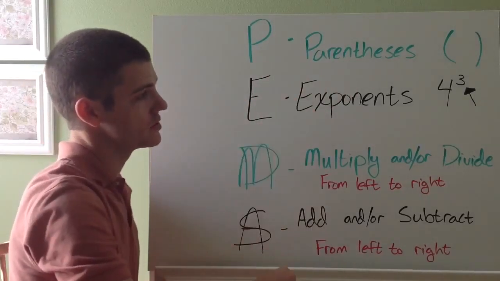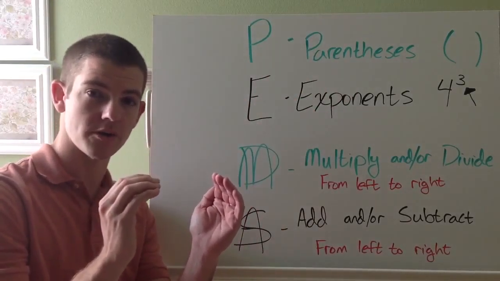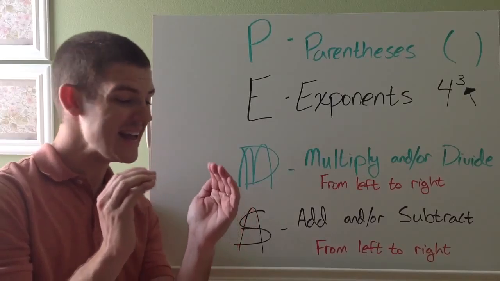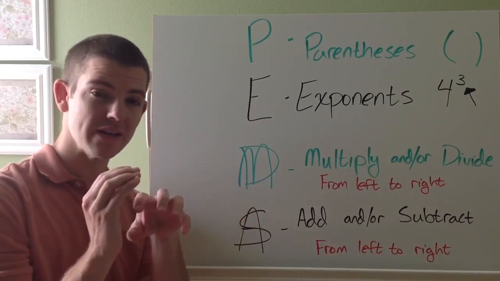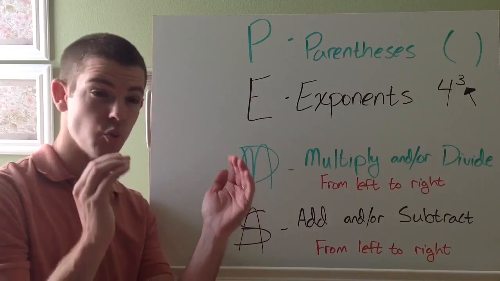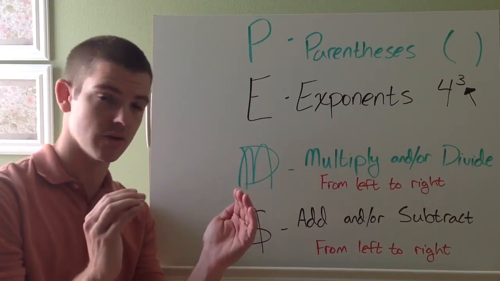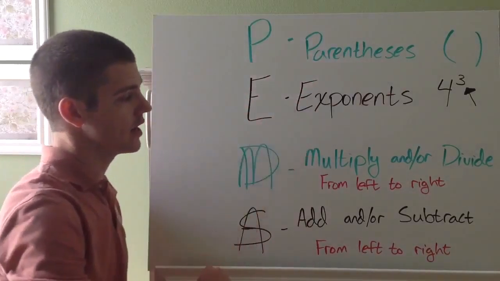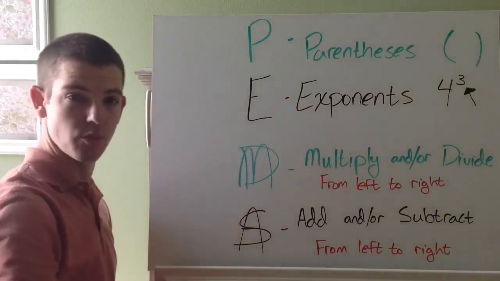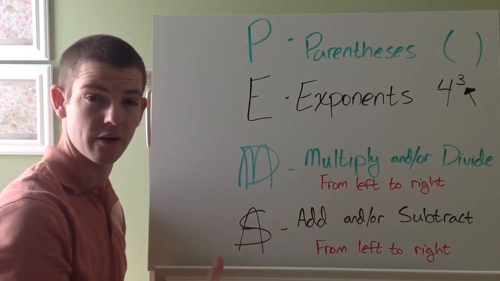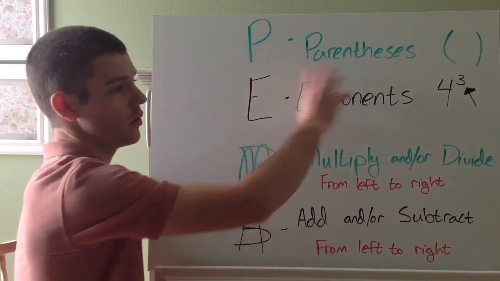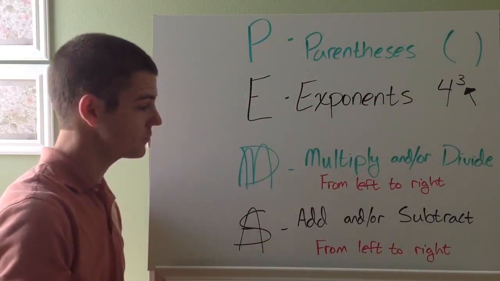P stands for the parentheses. Now that's everything inside of those curved bars. That's what we evaluate first. Anything inside of those, we're going to evaluate that first and follow order of operations within the parentheses until we're done. After we've taken care of parentheses, we move on to exponents. Now exponents are this little number up here on top of the base number. On the next board, we're going to talk a little bit about what an exponent actually is. So I'm going to go into more depth in just a second for that.